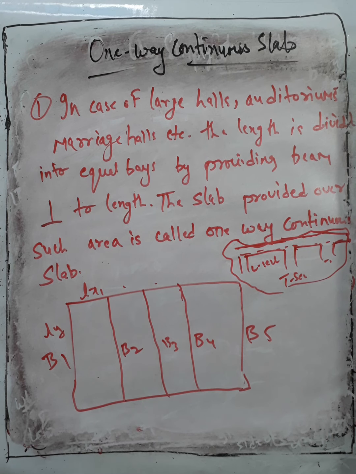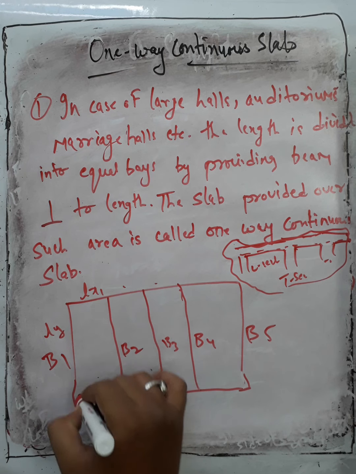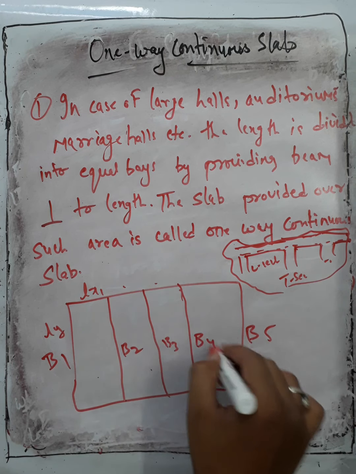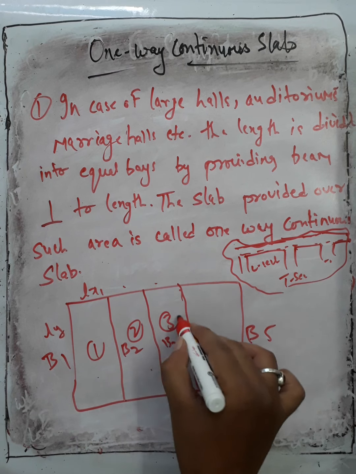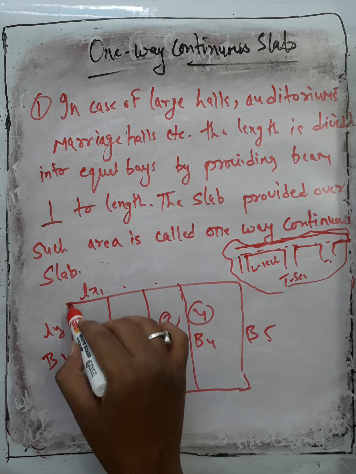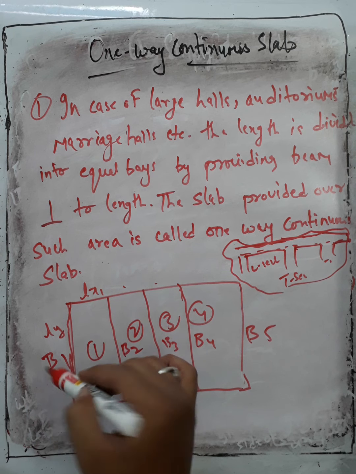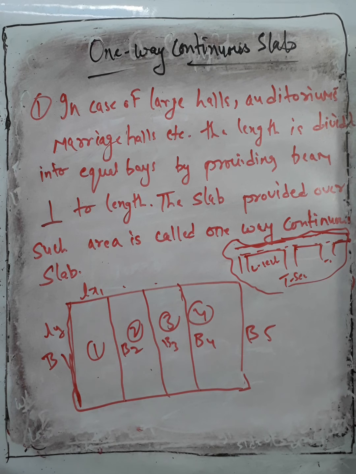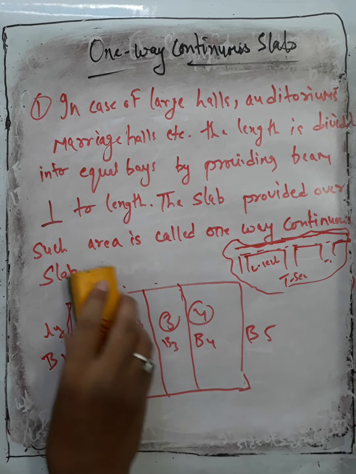So in the first point they say, in case of large halls, auditoriums, marriage halls, the length is divided into equal bays. These are the bays. This is 1 bay, 2 bay, 3 bay and 4 bay. So by providing beams perpendicular to its length, the slab over such an area is called the one-way continuous slab. Now point number 2.